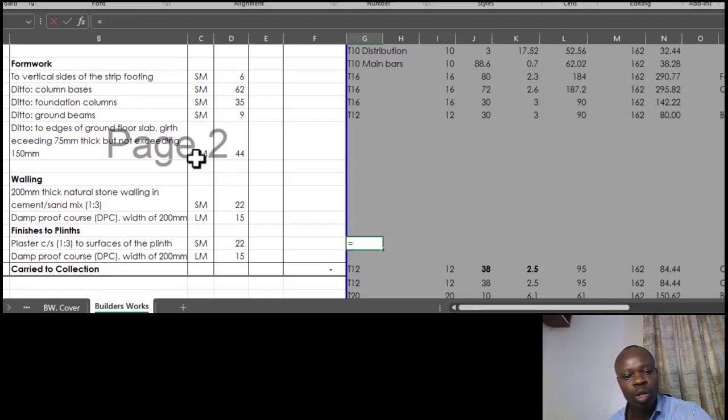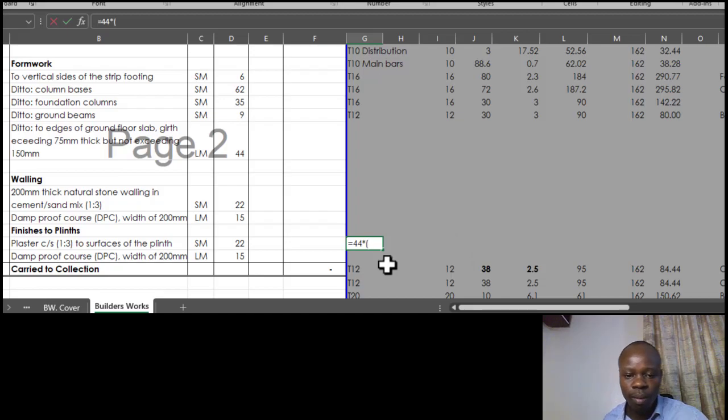So if you are new to the channel, worry no more, because the illustration is simple. If you need that length, get the same length that you used for the formwork to the edges, at the external edges of the ground floor slab. So in this case, our length is 44 meters. So take the 44 and then you multiply by the girth. But you'd wonder, what did you use for this girth? So this girth is constituted of two things.